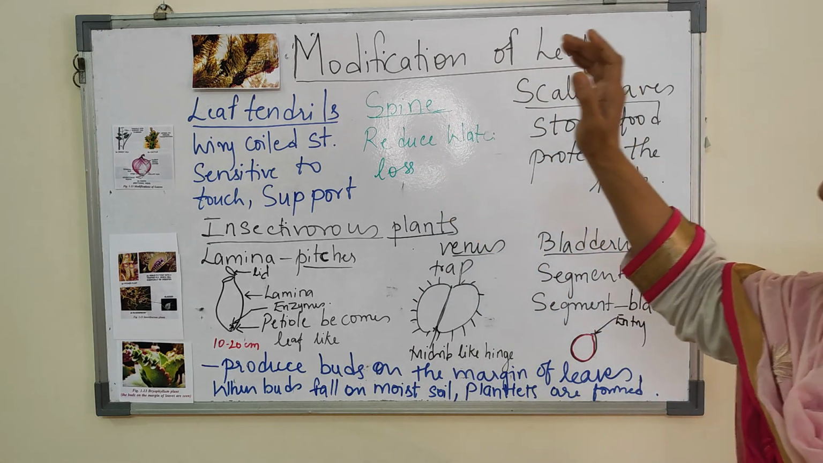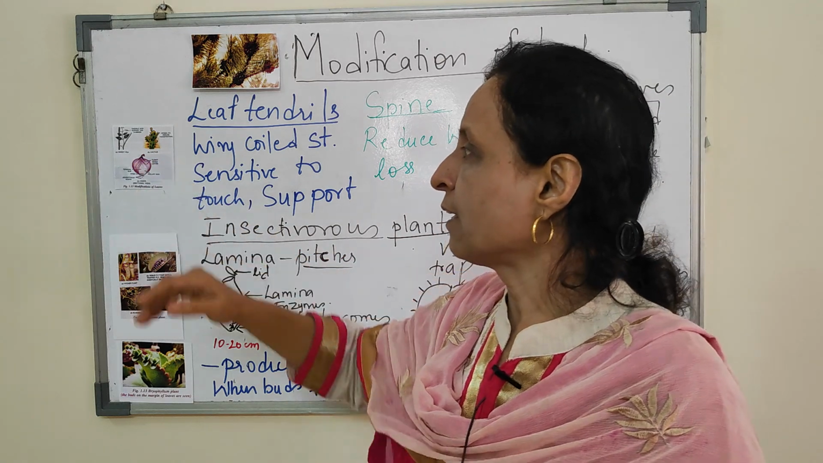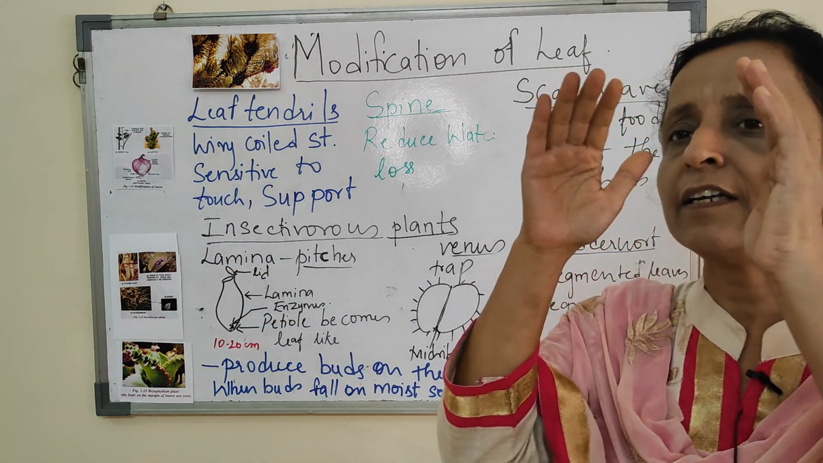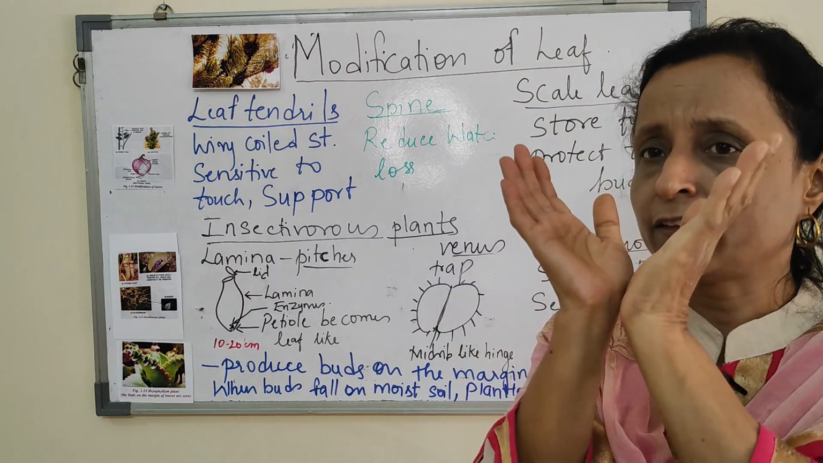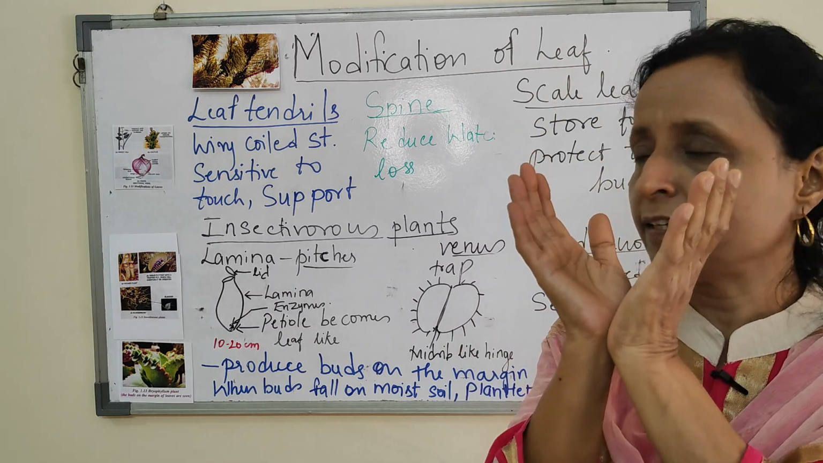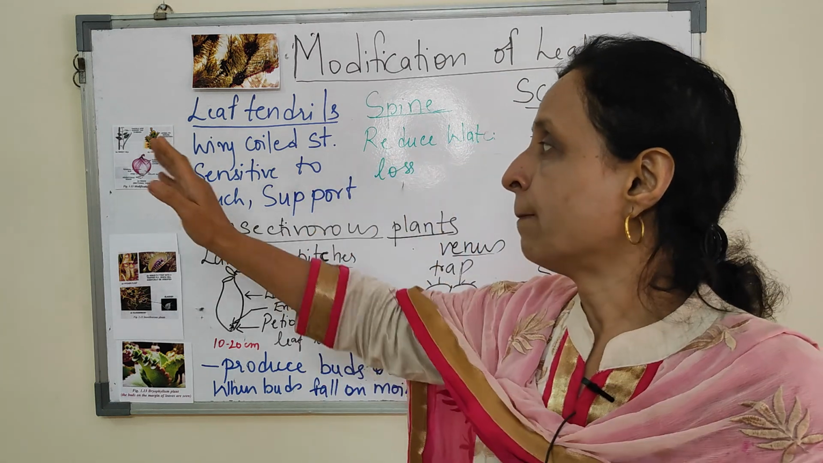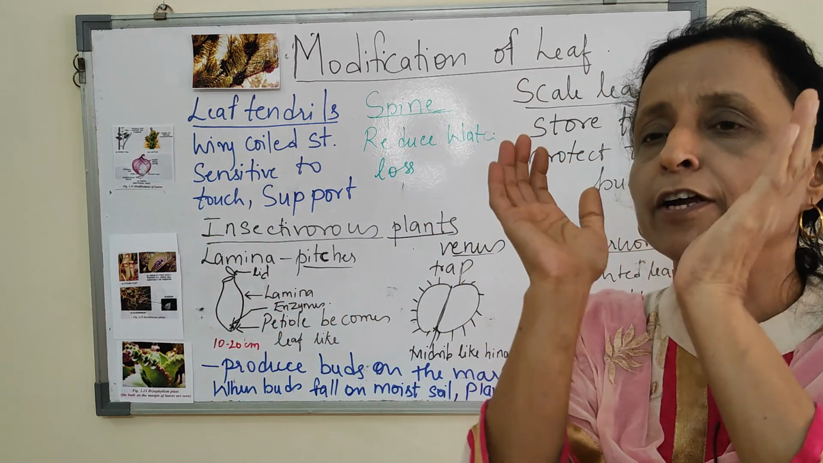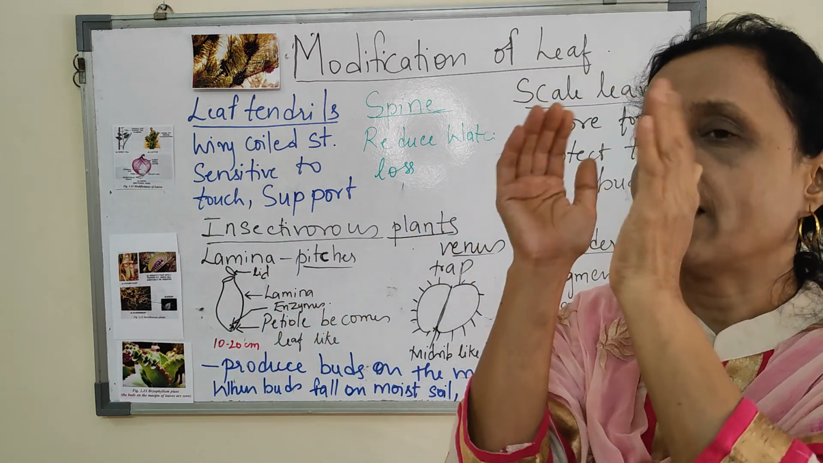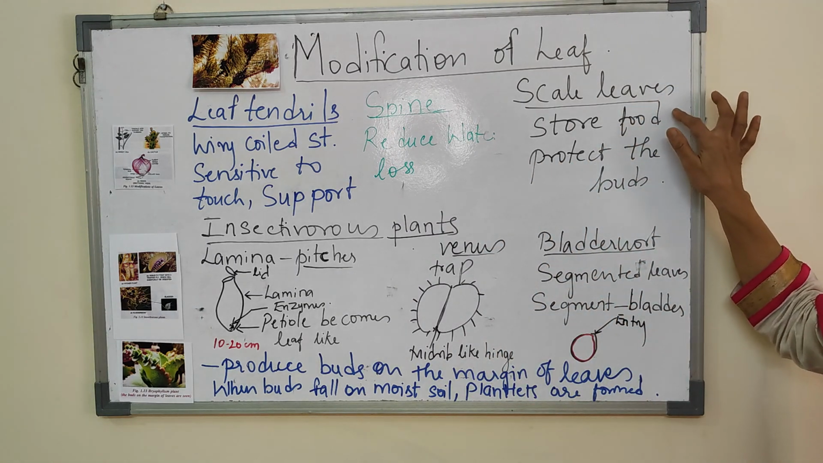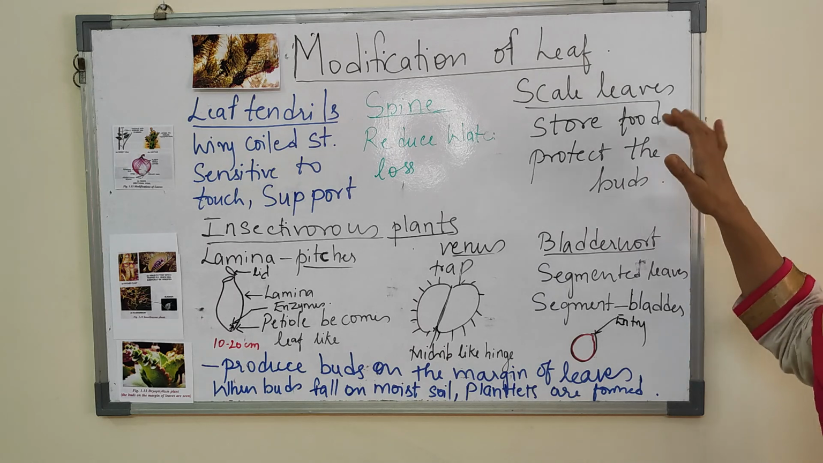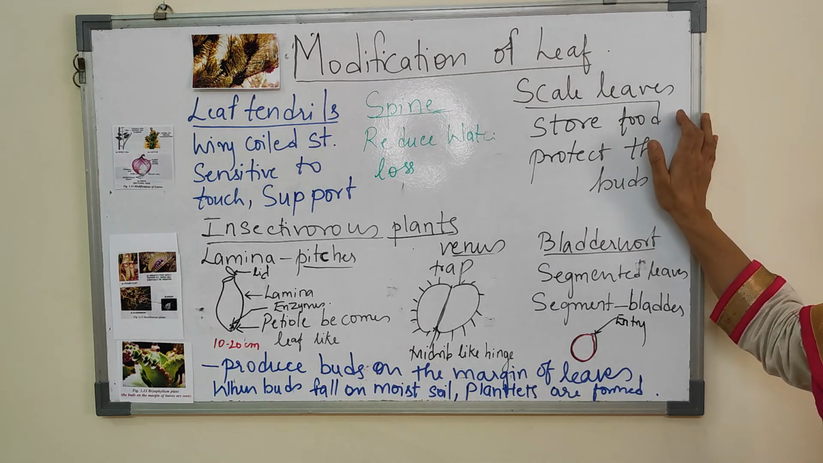Now, some leaves become scaly. You have seen onion, they are scaly leaves, they are thick and succulent, and they store food also. Here the leaves are modified to be thick and scaly in the onion. They are modified to store food. We can eat onion as food because food is stored.